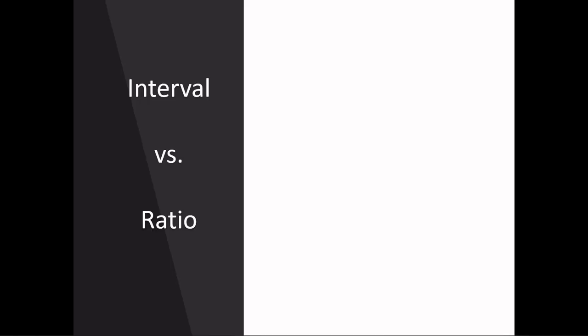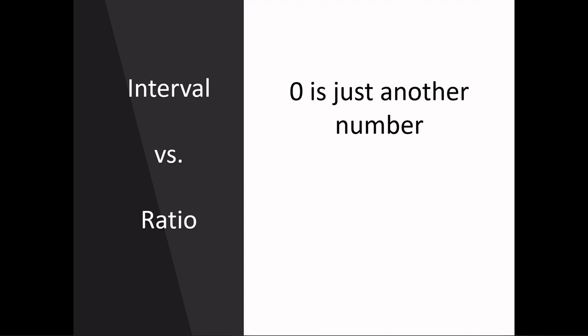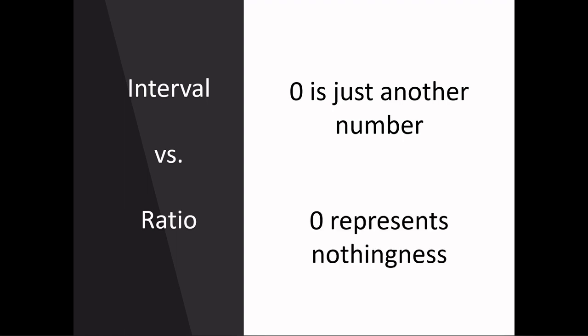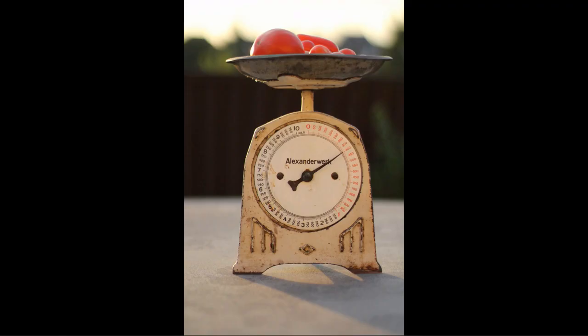For interval and ratio scales, in an interval scale, 0 is just another number on the scale. It doesn't have any sort of special significance. Whereas for a ratio scale, a 0 means that there is nothing there, it represents an absence of that variable. So a classic example of that would be, again, weight. 0 means that there is no weight. Whereas, for example, a 0 on a Fahrenheit scale doesn't mean an absence of temperature. On the Kelvin scale, 0 would be an absence of temperature. So a Kelvin scale would be a ratio scale, whereas Fahrenheit and Celsius are both interval.